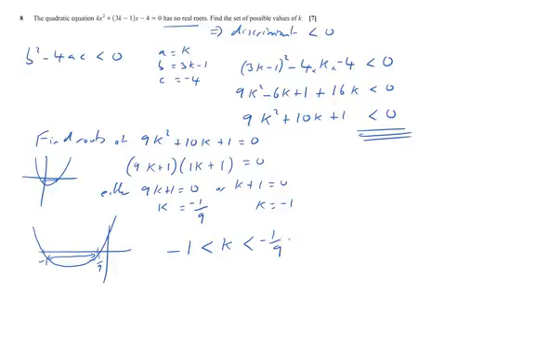And it needs to be strict here, because if it were to equal 0, then it would have one repeated root, and it has no real roots, so it absolutely must be strictly less than, like I've got here. And that's question 8 done.